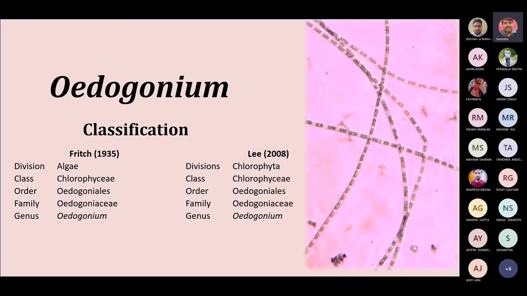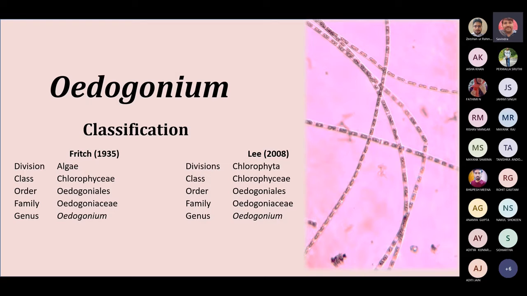So dear student, today we will start the new genus Oedogonium, and it's a very important green algae. That's why both the theory part as well as the practical part will be discussed today. And I will explain in the end what you have to do, especially in practical.